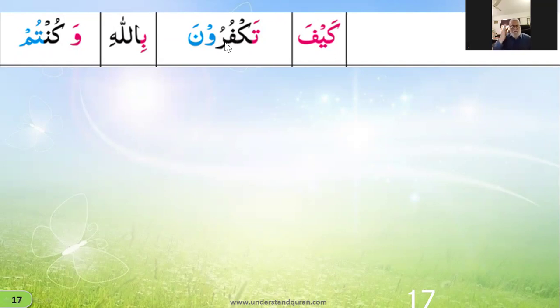So it's a plural for the friend. B is a harf followed by ism majroor, billahi jar majroor. Waw is a harf. Kuntum. Kuntum is a madi.